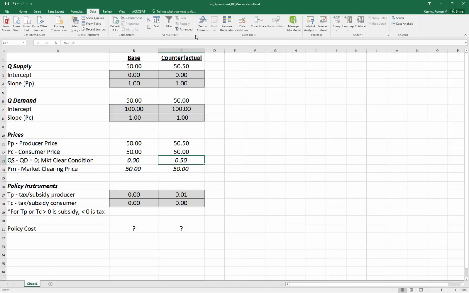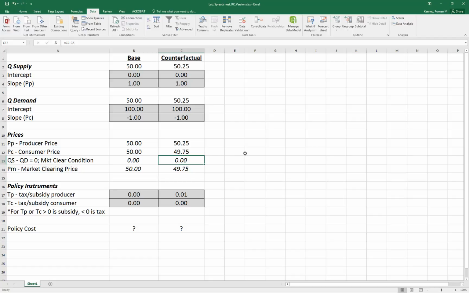And let's go ahead and do that. I forget where it is. Data, what-if analysis, goal-seek. Okay, it's already looking at C13 for me. So C13 needs to be set to the value 0. And for the changing cell, we're going to pick the market clearing price again. So we're going to force adjust C14 so that the result in C13 shows up to be 0. Hit OK, and here you have it.